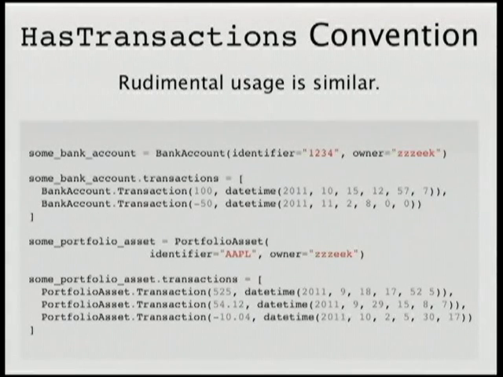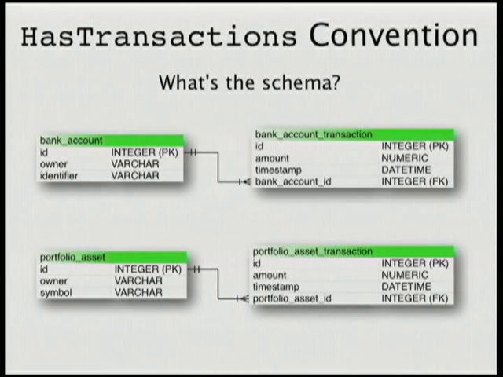Okay, rudimentary usage is similar, and the schema looks like this, where we're going to have just bank account and portfolio asset, and we just have these two tables, bank account transaction and portfolio asset transaction. We're no longer doing the discriminator table. We have kind of a cleaner design here.